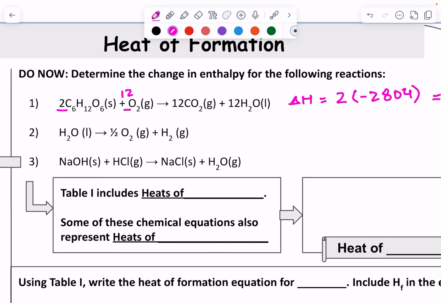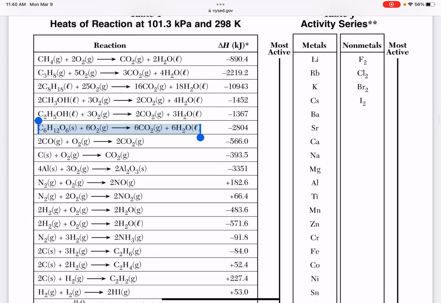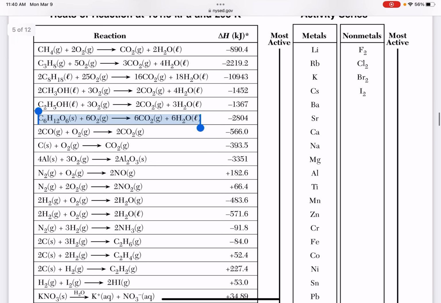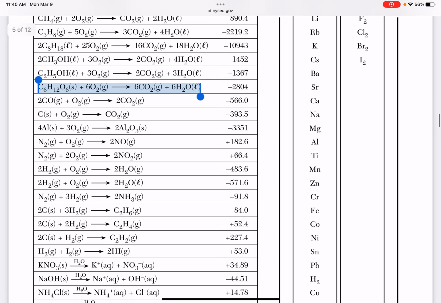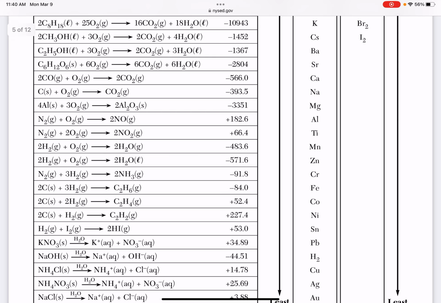So same thing for equation number 2. We can either use the bond energies or check to see if this is on Table I. So I have water that is splitting into oxygen and hydrogen. Let's see. We do not see any water in the reactants. However, we do have this equation right here, where hydrogen and oxygen are coming together to make water. So if we are looking at the reverse of this, then we are going to reverse the sign of this number. The 571.6 will make that a positive number.